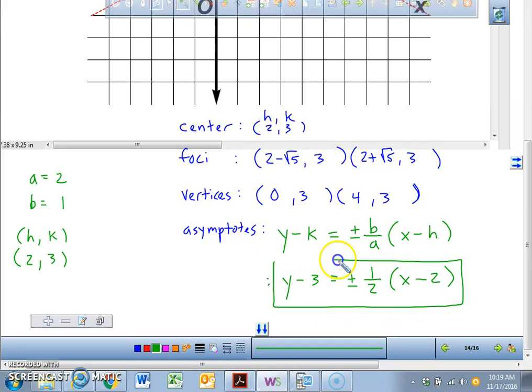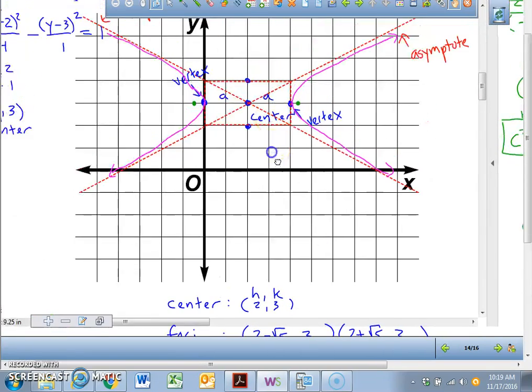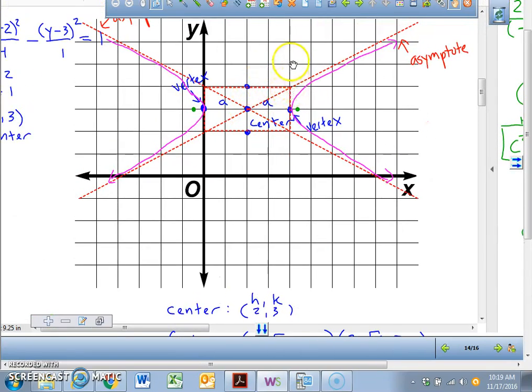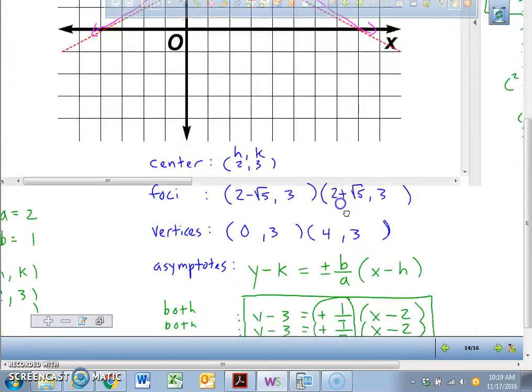This right here represents the equations for both asymptotes. That's why it's the plus or minus. Now, what the heck is this plus or minus half? That ended up being what? That's the slope. You guys see right here how we go up 1, over 2, up 1, over 2, up 1, over 2. That was the slope for one of our asymptotes. The other slope was a negative half. Down 1 over 2, down 1 over 2, and so on and so forth.